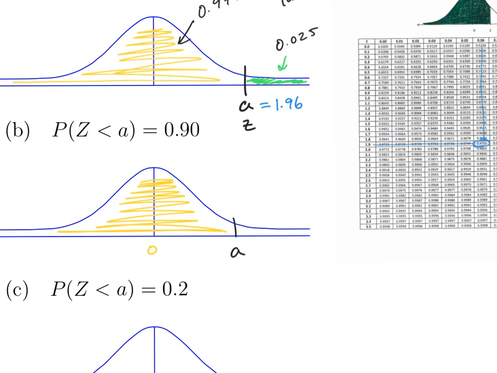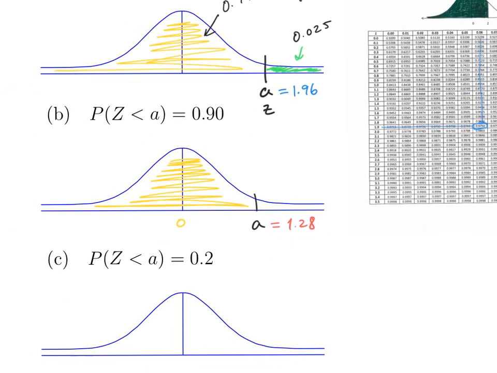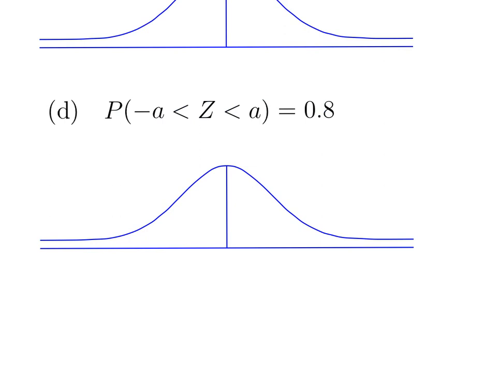1.28. So therefore the answer is 1.28. Is that okay? If you write 1.29, it's also good. Okay, any questions on this one? No? Okay, so part D, first of all, it says what?